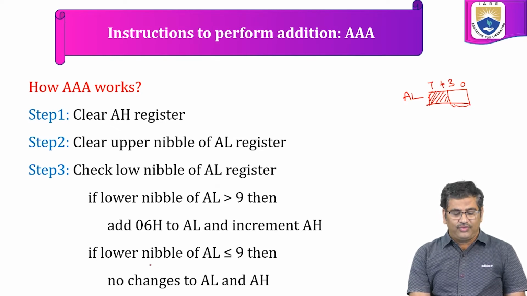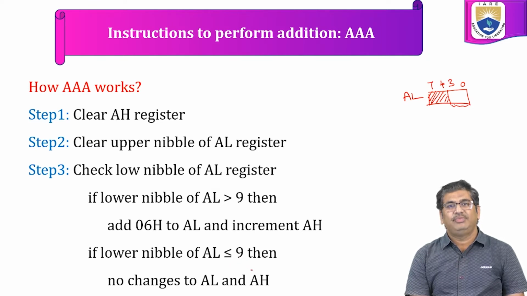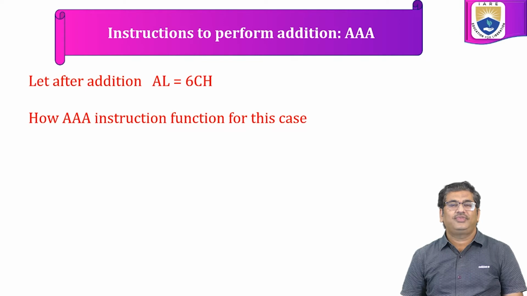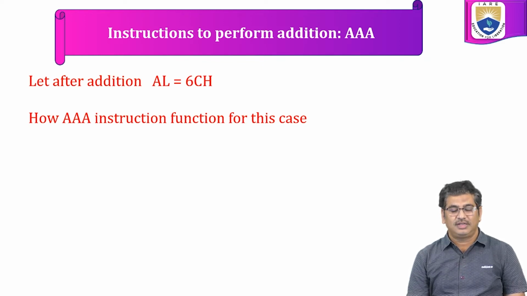Next, if the lower nibble of the AL register is less than or equal to 9, as it is a valid BCD number, no changes will take place for the AL register and AH register. Now we will see a few examples. Assuming after addition, the AL register content is 6CH. Now we will see how this AAA instruction will work for this result.